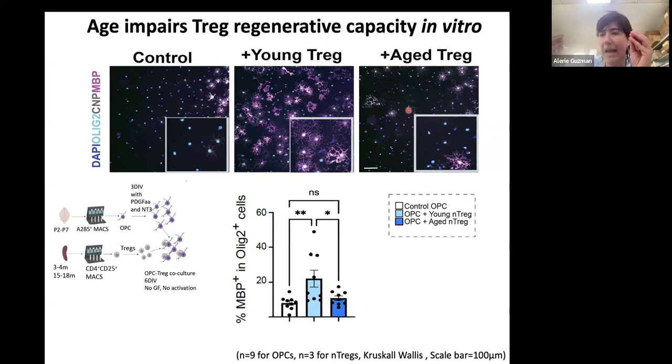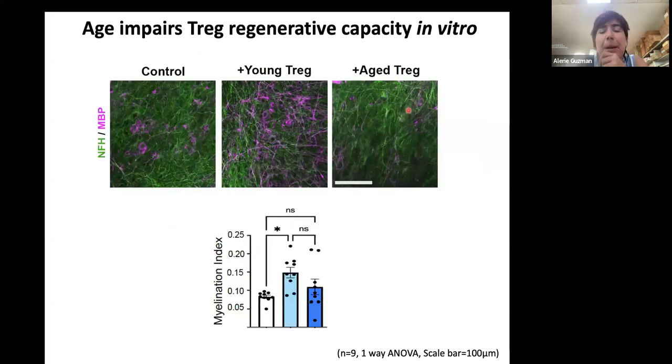To then test whether this was still the case in a more representative ex vivo system like brain slices, where we have axons and we can see if these oligodendrocytes can wrap myelin, we repeated the same experiment, but this time with cerebellar brain slices. We incubated cerebellar brain slices with young Tregs or with aged Tregs, and then looked at myelination as a readout of the number of axons that are identified by NFH in gray that are basically covered by MBP in magenta here, which represents myelin. And we saw a similar pattern. Young Tregs enhanced myelination, but aged Tregs were not as efficient in doing so, again suggesting an intrinsic impairment.